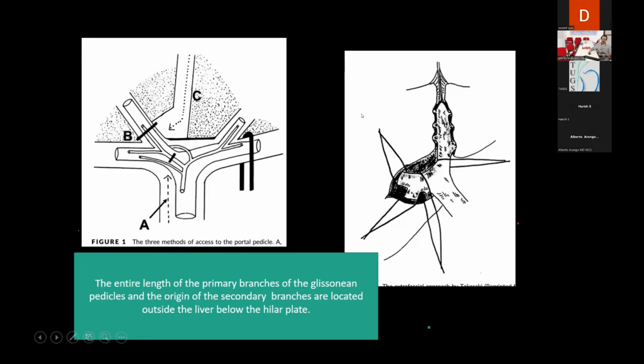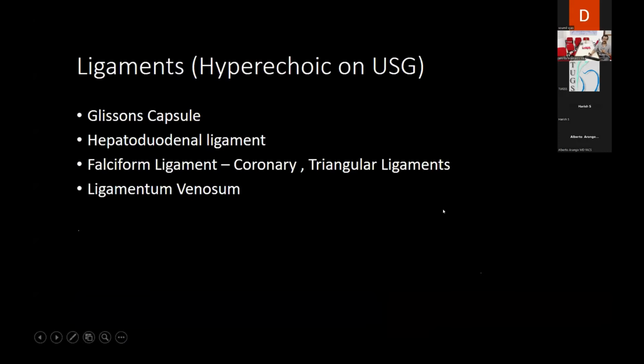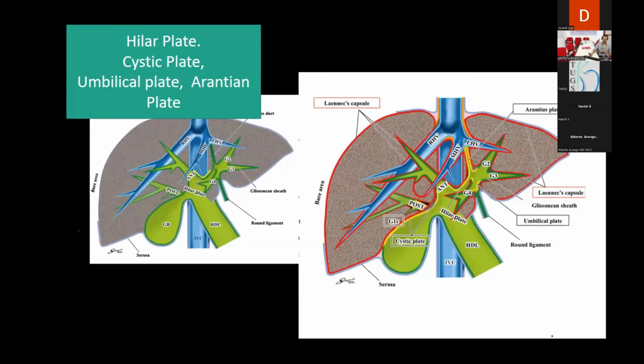And with this, you can demarcate a particular sector, like you can demarcate the anterior sector and do an anatomical resection. So you demarcate the anterior sector and posterior sector separately, and you can do an anatomical resection. So there are the different plate systems: the hilar plate, the cystic plate, the umbilical plate, and the Arantian plates. So through the various plate systems, one can have access to the liver and do a segmental liver resection.